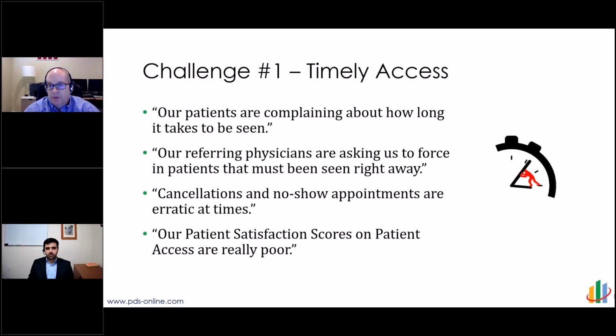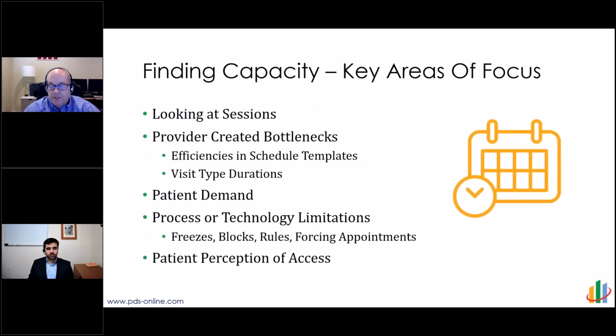And really, when we're talking about getting people in more quickly, it's an issue of finding capacity. Now, the interesting thing about finding capacity, because I hear this all the time when we're working with people with patient access issues, they say, we just don't have any additional capacity. We can't find it, and we need to staff up, we need to ramp up. A lot of times that's not necessarily the case. Finding capacity is really just looking at what are the things that we're doing from a people, process, technology standpoint that are making us really inefficient.